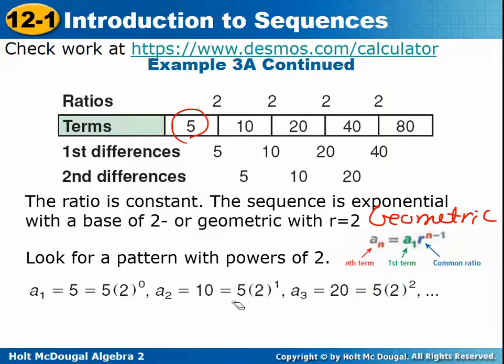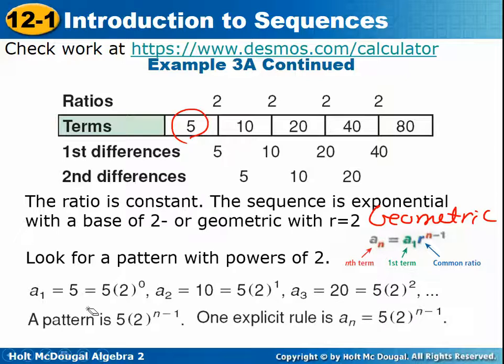Now they're doing it a little bit differently. They're trying some different things and seeing if they can figure out the pattern. But it just so happens that the pattern is going to match the geometric sequence explicit formula. So we might as well, if it's an exponential pattern, use the geometric sequence explicit formula.